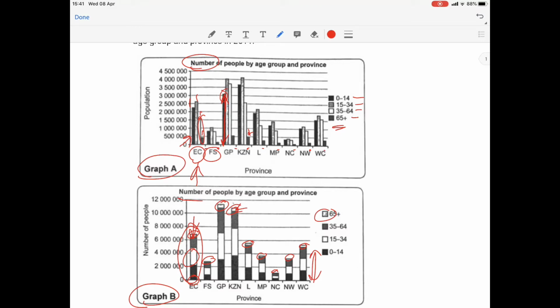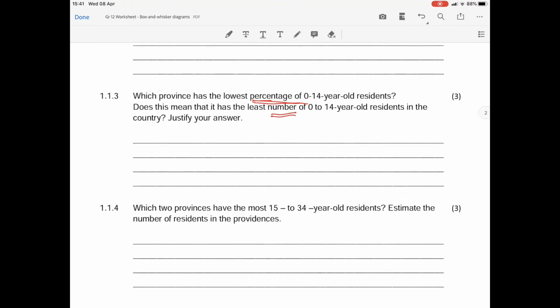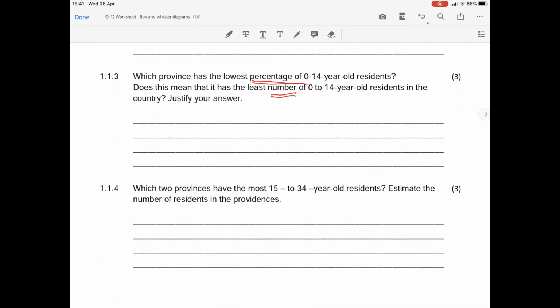But what this is telling us is that this number of 0 to 14-year-olds makes up the smallest proportion of the entire Gauteng population, made up by each of these 4 columns here. So your answer to question 1.13 is that Gauteng has got the lowest percentage of 0 to 14-year-olds. And no, this does not mean that it has the least number of 0 to 14-year-olds. It just shows you that when you convert that into percentages, the children make up the smallest proportion of the total population for all the provinces.